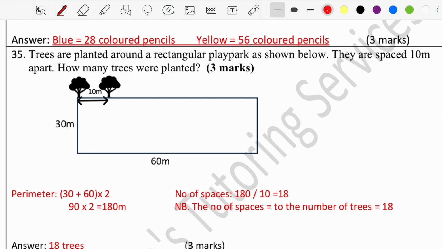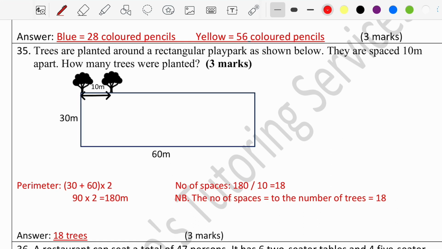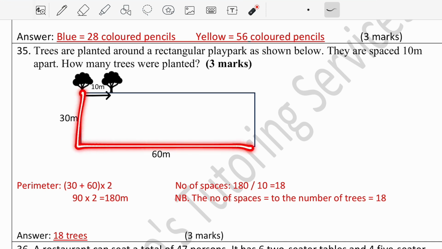Number 35, we have equally spaced objects. Trees are planted along a rectangular play park. They have a spacing or space length of 10 meters. So we can start by finding the total distance or perimeter around: 30 plus 60 plus 30 plus 60. And that will give us 180.